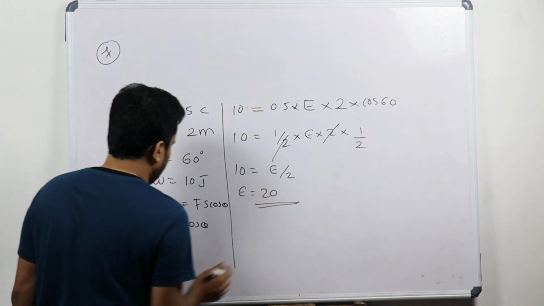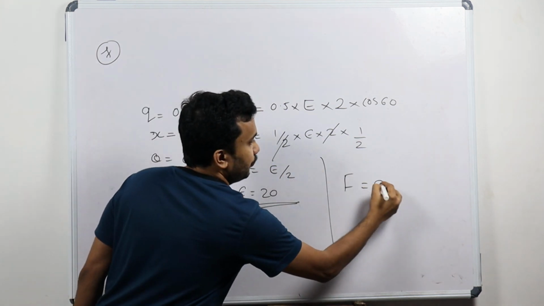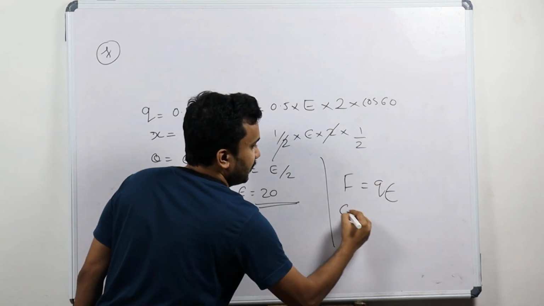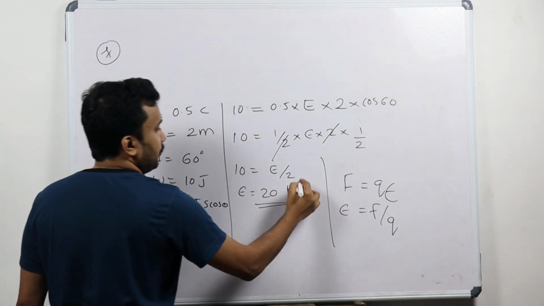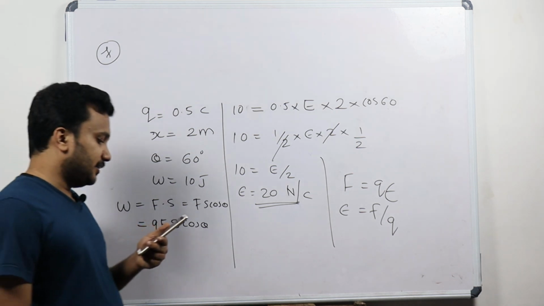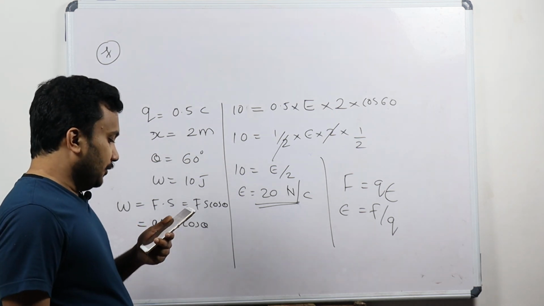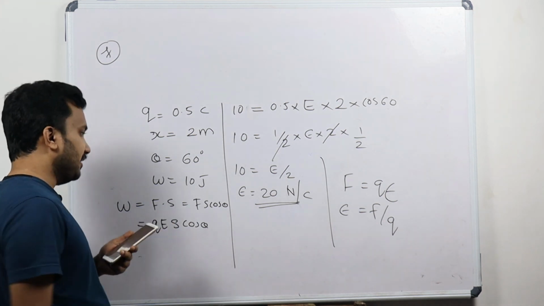What is the unit of this one? Electric field: F will be equal to QE, right? So E equal to F by Q. F is in the unit Newton, so it is Newton per coulomb. Newton per coulomb is the right unit for this question. Newton per coulomb is one of the units, but it is not given in the options.